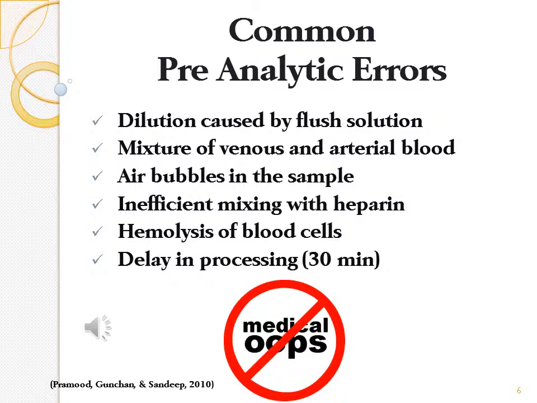Air bubbles in the sample. After you draw the sample, you need to inspect it and purge it of any air bubbles. Inefficient mixing with heparin. After you draw the sample, you need to roll the syringe between the palms of your hands gently to mix the heparin in the blood. When you get hemolysis of blood cells, usually it's due to the blood not pumping into the syringe fast enough, or because you're in a vein. Delay in processing, and you need to know that you only have 30 minutes to get it to the lab and have it analyzed.